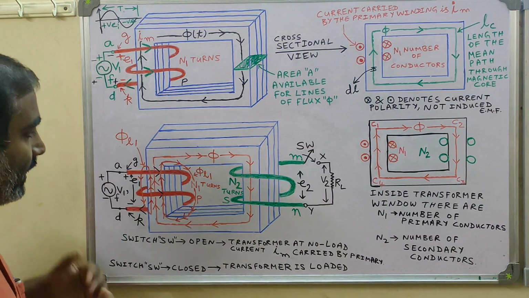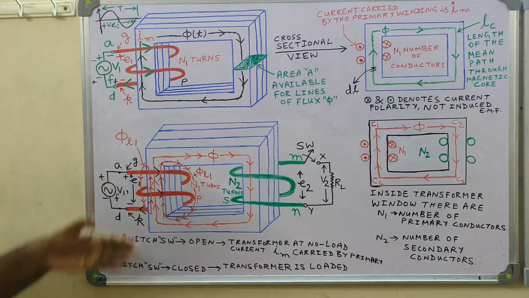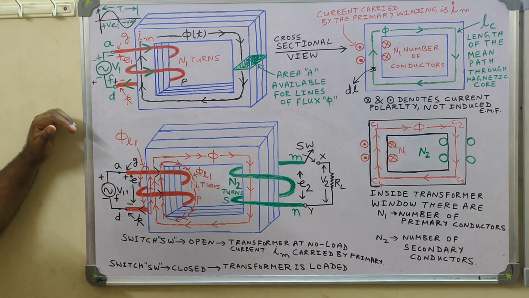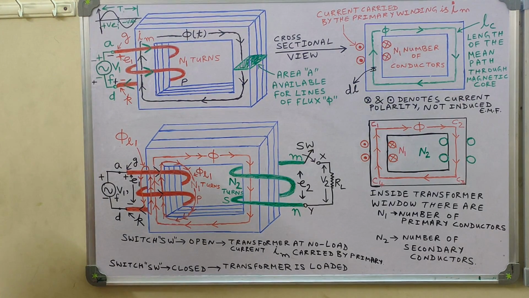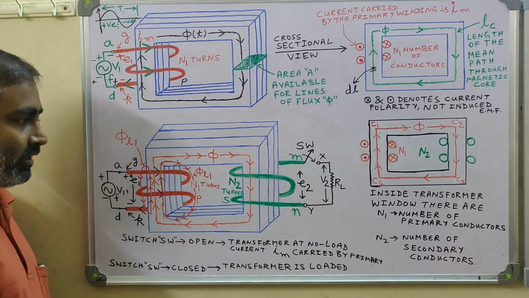Now let us make ourselves familiar with these two diagrams which are drawn. Actually, I have tried to draw the representation of a single phase core type transformer, and this single phase core type transformer is further assumed to be a two winding transformer. As I was saying earlier, the two windings of the transformer are named as primary and secondary winding.